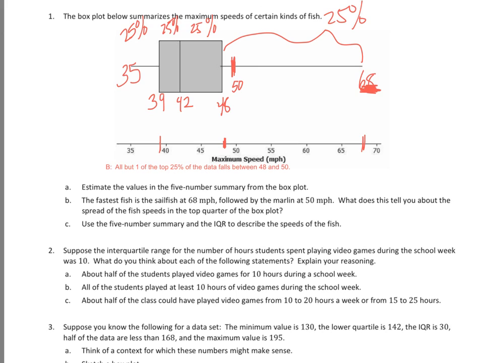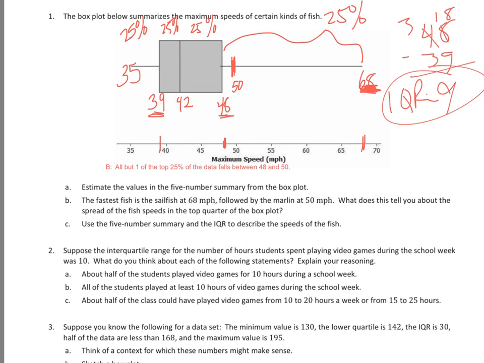C says use the 5-number summary and the interquartile range to describe the speeds of the fish. So the interquartile range is going to be 39 to 48, so I need to subtract that. And I get 9, so that's the interquartile range. That's going to help me a little bit with describing this.